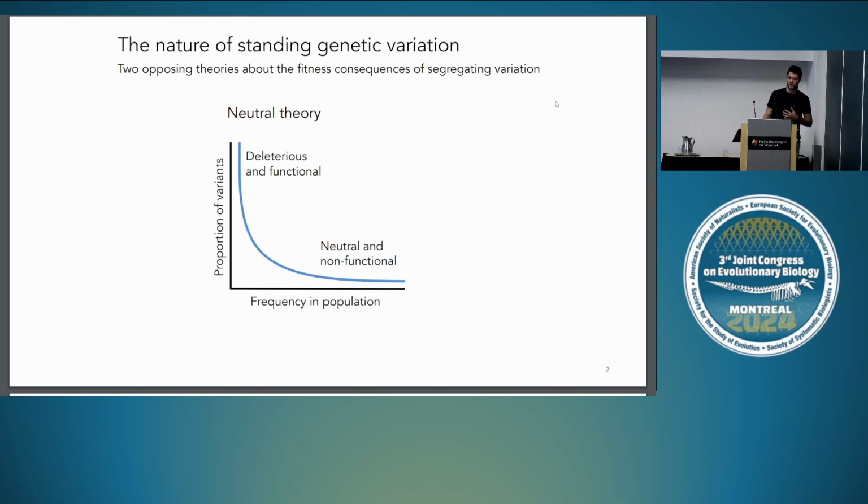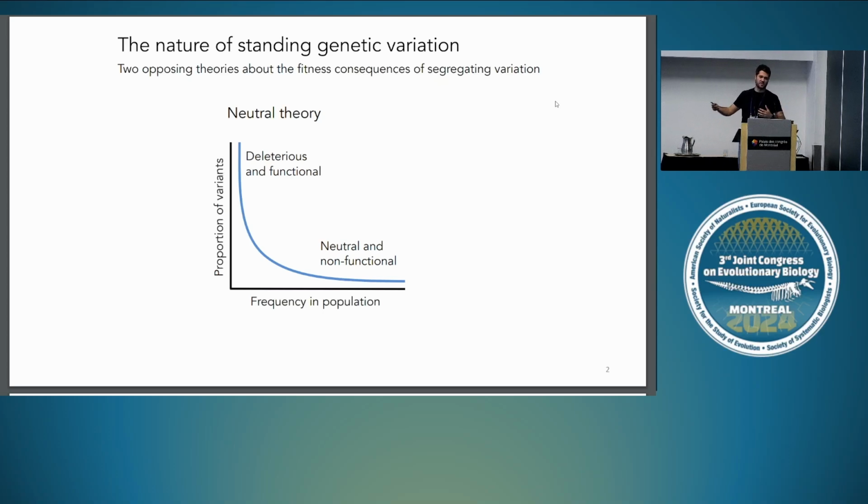standing genetic variation, about the fitness consequences of segregating variation in natural populations. And there are two opposing models about this that I'm going to explain using this allele frequency spectrum diagram. So here I'm representing the proportion of variants as a function of their frequency in populations. So we have the neutral theory.